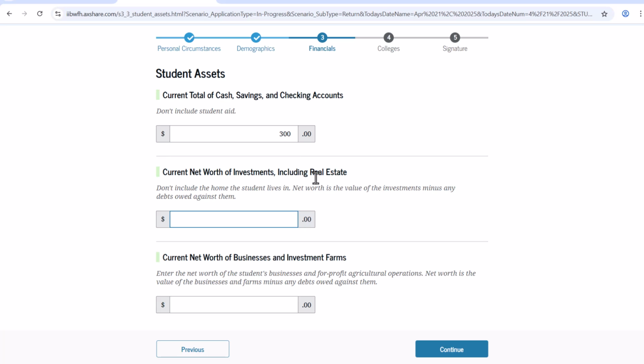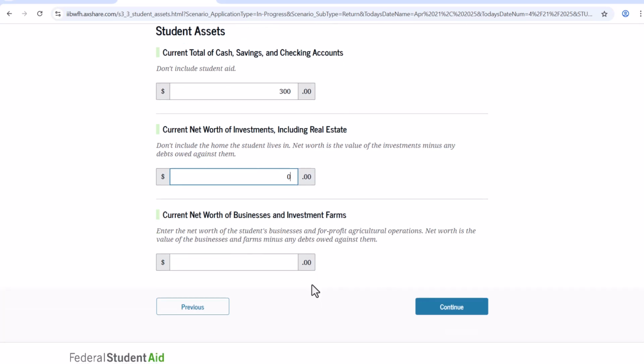So net worth in the terms of the FAFSA is the value of any of the investments minus any debts owed against them. So if you have any investments, but you also have debt owed against them, you'll subtract that and get that estimate amount, and enter it in here. But for Raya's case, we're going to enter in 0 and continue on.